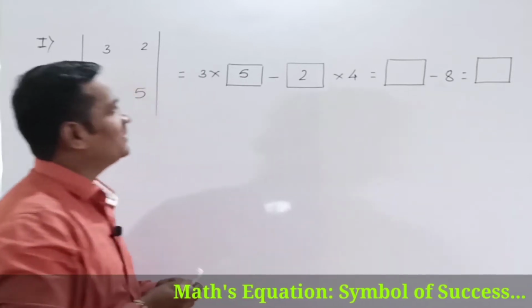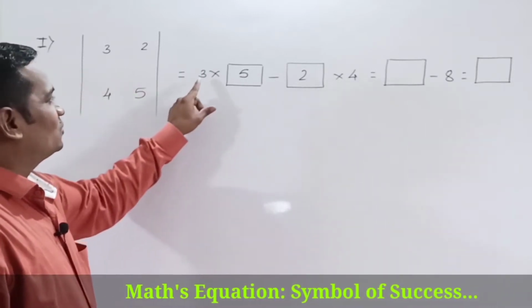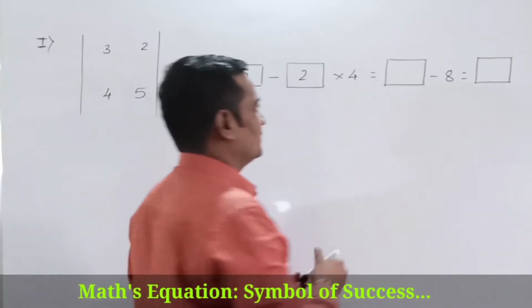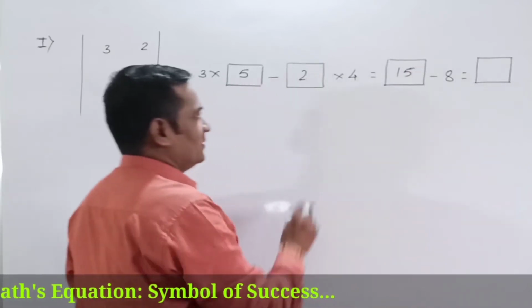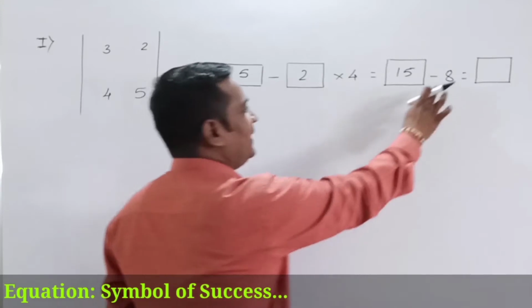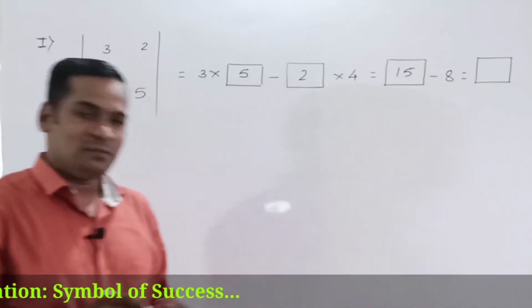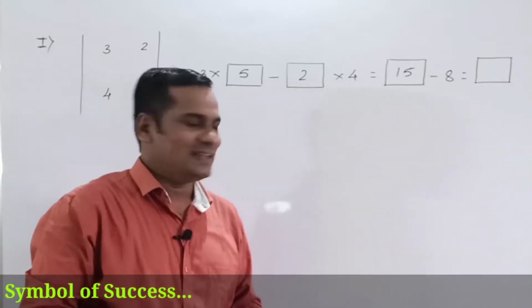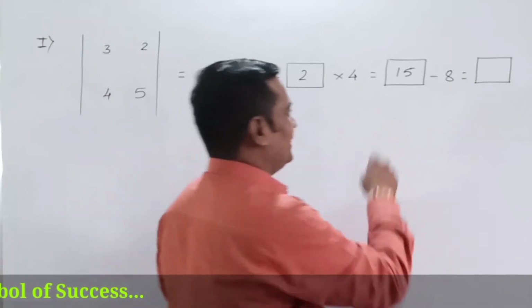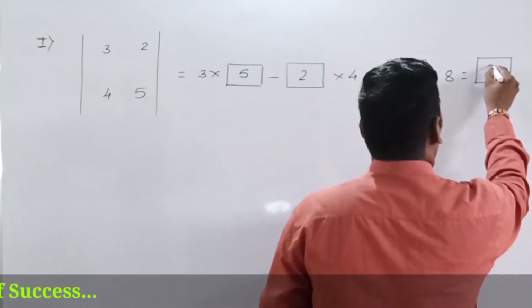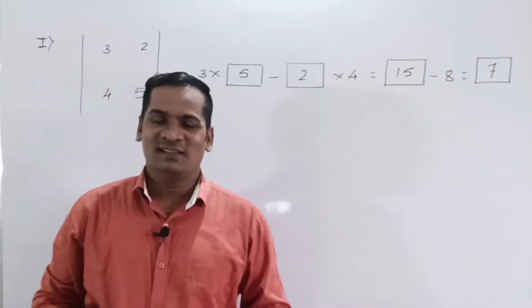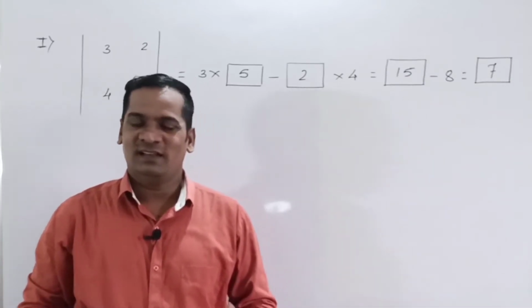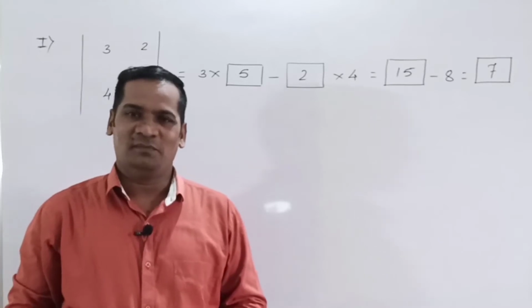So let's find that multiplication over here. 3 5s are 15, and 2 4s are 8. So 15 minus 8, what is that answer? We know that. So that will be 7. Okay, how simple is it to solve this determinant? So let's move toward question number 2.